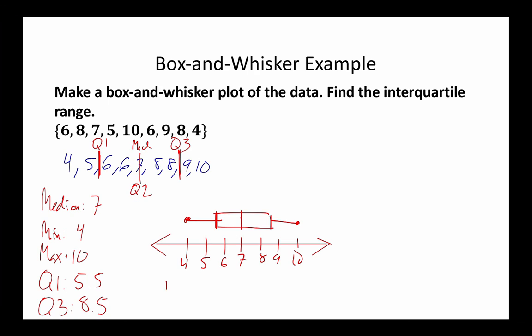Now the last thing we need to answer for this one is the interquartile range. Remember that's Q3 minus Q1, so it's 8.5 minus 5.5, which gives us an interquartile range of 3. The significance of that is approximately 50% of all the data is within 3 of each other.